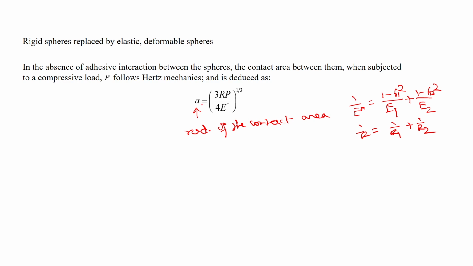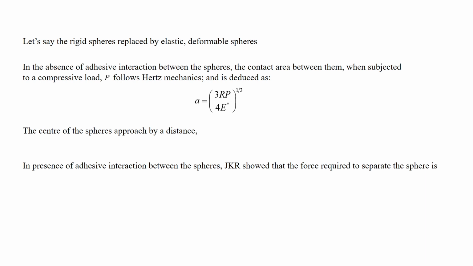Now, here A depends upon P to the power 1 upon 3, that was the result that we had discussed. And then the center of the spheres approached by a distance delta, that we can show, this is from the Hertz model, A square by R. So, that is because we consider the parabolic profile of the gap between these two spheres when they approach, and then the delta will be given as A square by R.